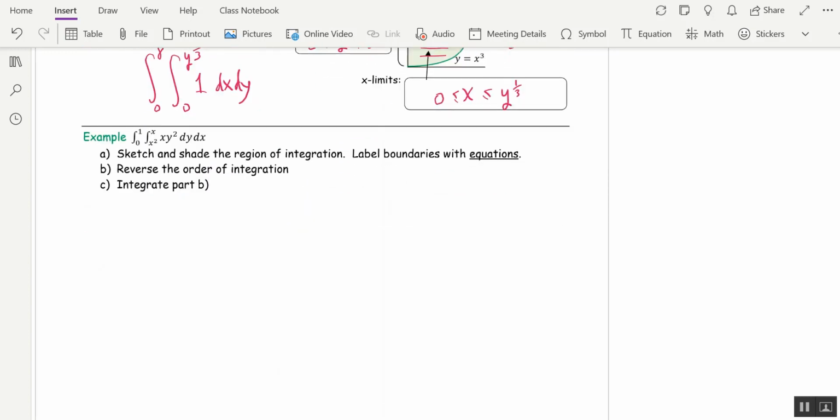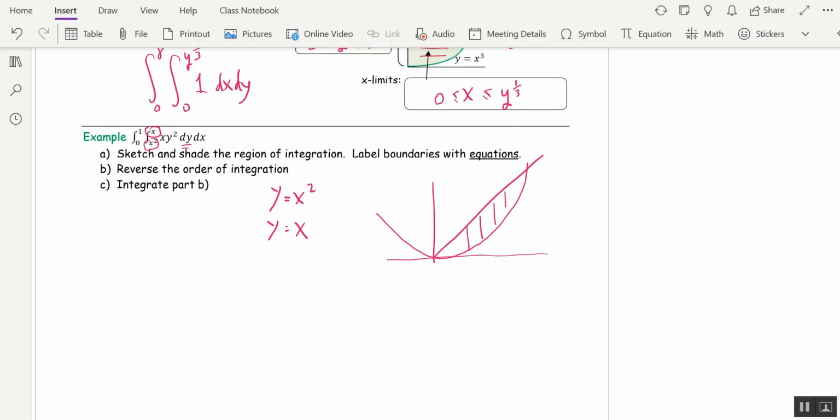Let's do another one. We're going to start by sketching and shading the region of integration. Now, here's the important thing. You can't sketch or graph an expression. You can graph an equation. So when I look at this, I say, okay, I'm starting with y. So my equations will be y equals, the lower limit is x squared. So y is going to start at x squared, and the upper limit's x, so y is going to leave at x. So I draw a picture, y equals x squared, y equals x, and those are my y limits.